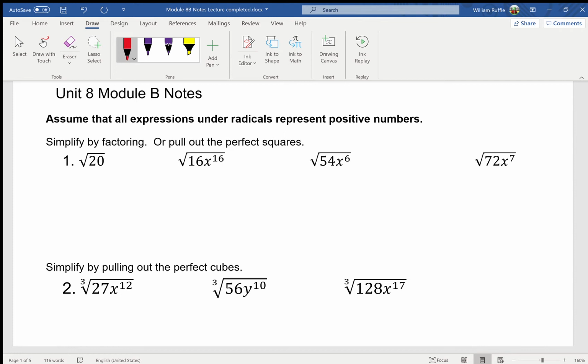All right, so we're going to simplify by factoring, or I like to call it pulling out the perfect squares. Now, on your TI-30XS MultiView, you could literally type in the square root of 20 and it will give you the answer of 2 square root of 5. Now, if you look at the next question, there's a variable in it and the calculator will not do variables whatsoever. And it will not do cube roots, which is the next section right there.